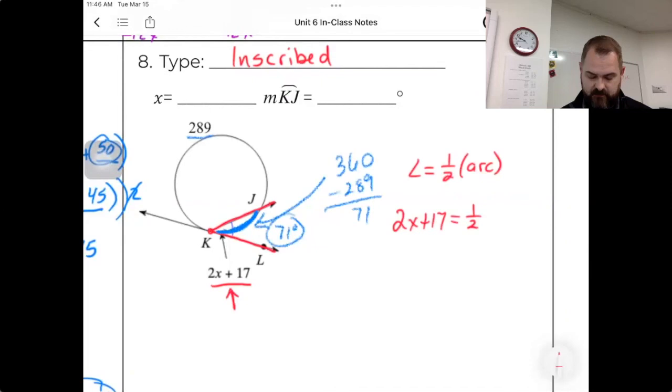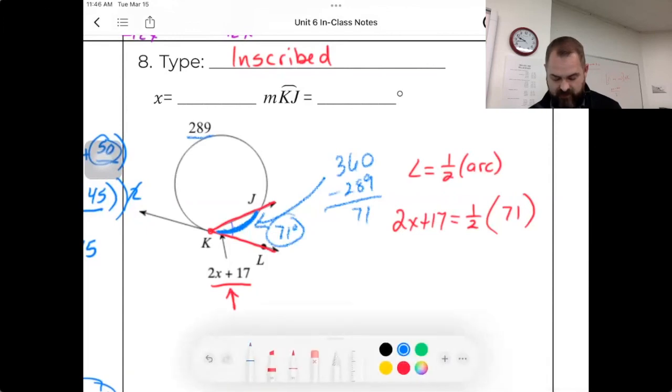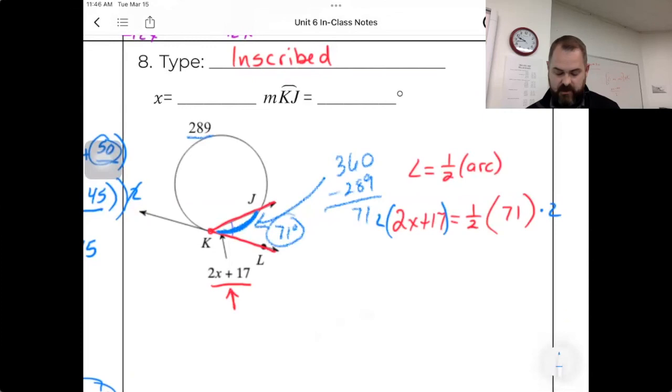Sorry about the bells going off. The arc we just found is 71 degrees. Now, there's a couple of different ways you could do it. You could do half of 71, it'd be a decimal, or you can cancel the 1/2 by multiplying both sides by 2. That avoids using decimals or fractions. So I would do 2 times 2x and 2 times 17, giving me 4x plus 34. And then the halves canceled with the 2, and so we have a 71 on the right side.